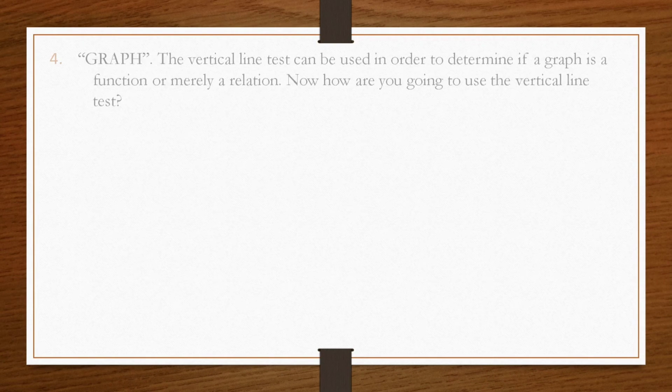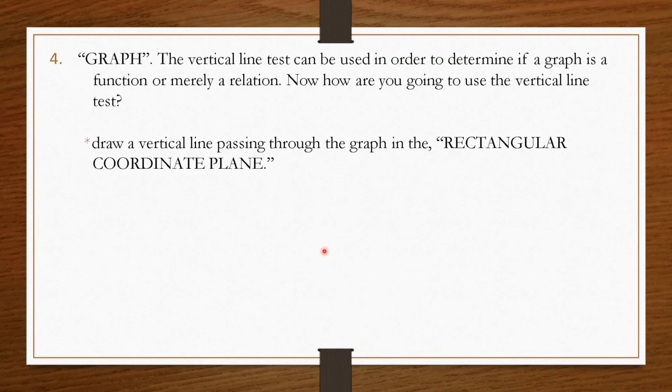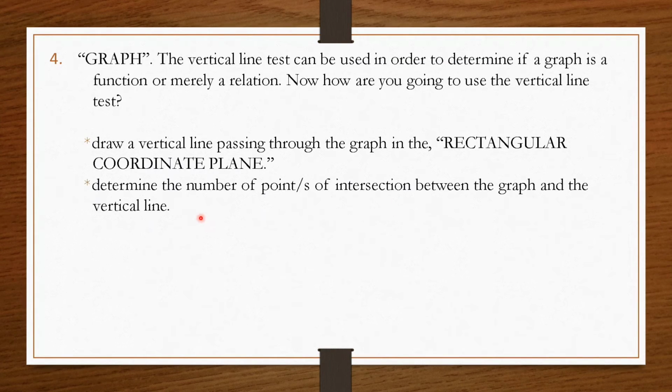Now we have the fourth way of expressing functions and relations: by graphing it. The vertical line test can be used in order to determine if a graph is a function or merely a relation. Now, how are you going to use the vertical line test? Draw a vertical line passing through the graph in a rectangular coordinate plane, just like that. Then determine the number of points of intersection between the graph and the vertical line, which you'll see in the examples later on.